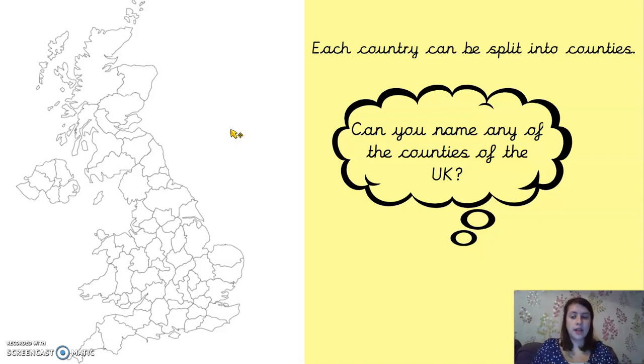So what I want you to do is have a think. Pause the video if you think you know some, and see if you can name them and maybe try and label them or point to where you think they would be on the map. So pause the video and have a go. Jot down any counties that you think you know the names of.